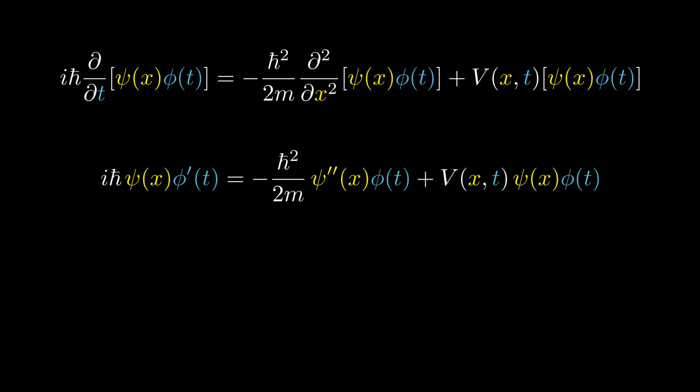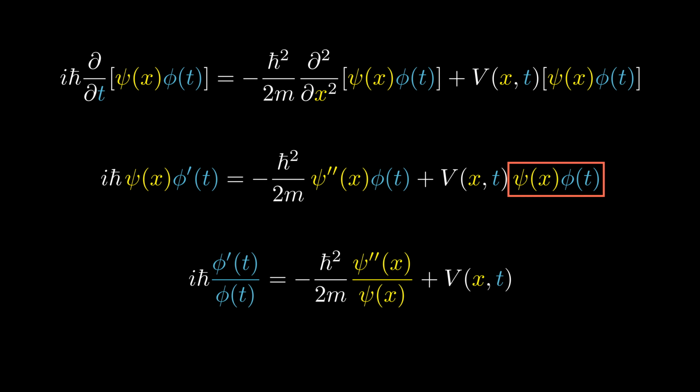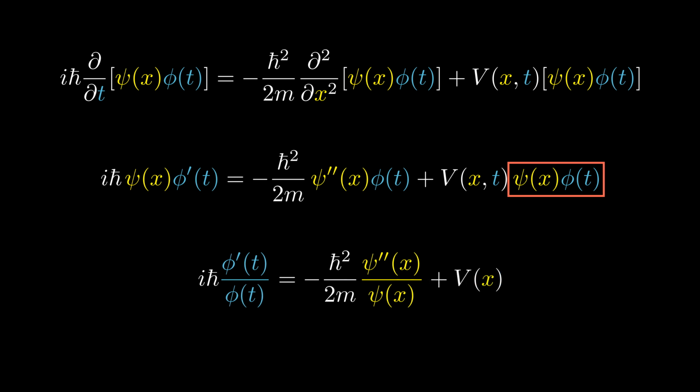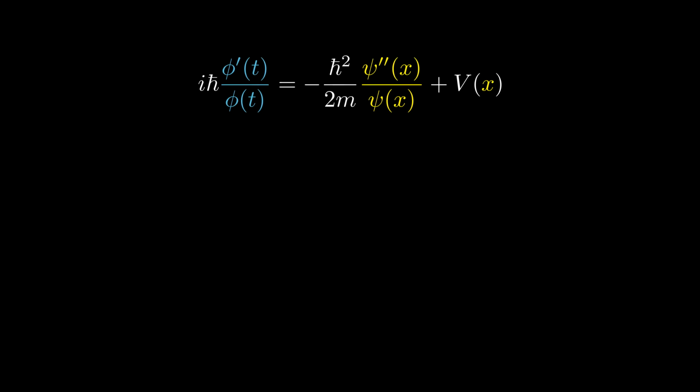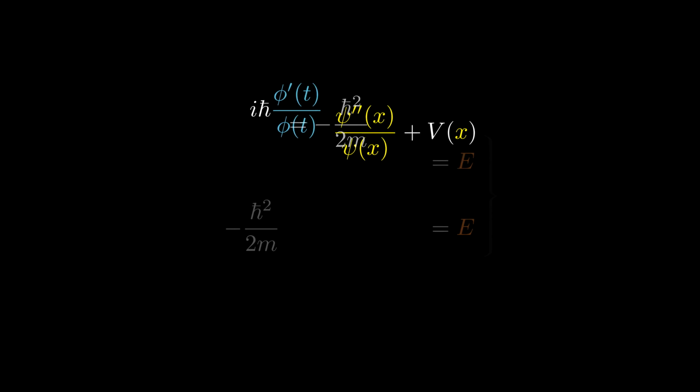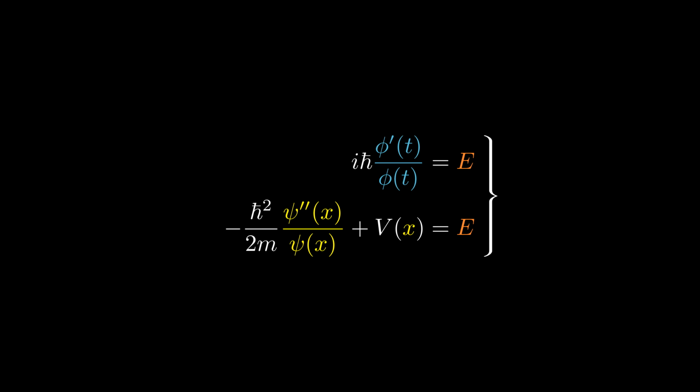Now, we divide both sides of the Schrödinger equation by psi of x times phi of t. For the special case where the potential energy V does not depend on time, the right side is purely a function of space, and the left side of the equation is purely a function of time. This means that both sides must be equal to a constant, which we'll call E. So by applying the method of separation of variables, the Schrödinger equation breaks down into 2 ordinary differential equations, one for the spatial part and one for the time-dependent part.